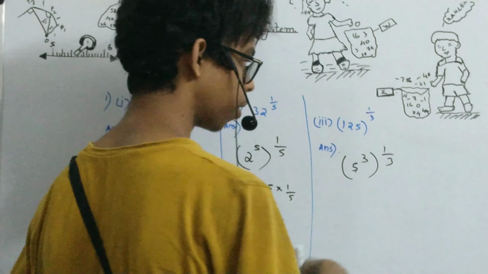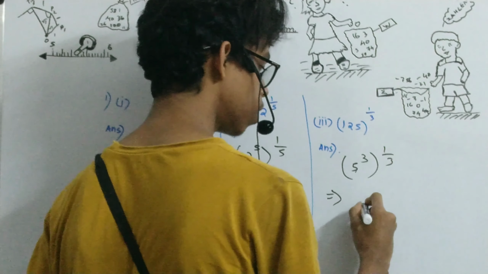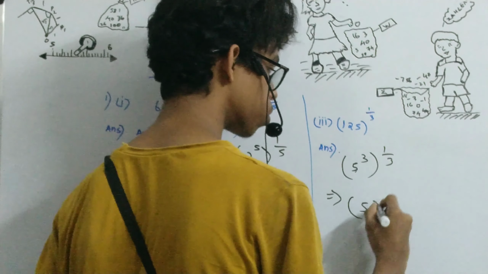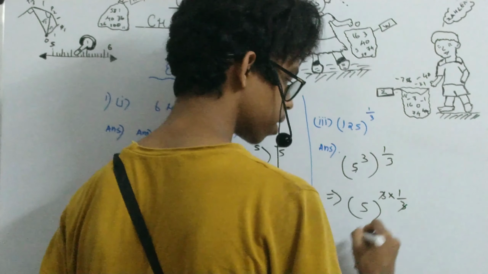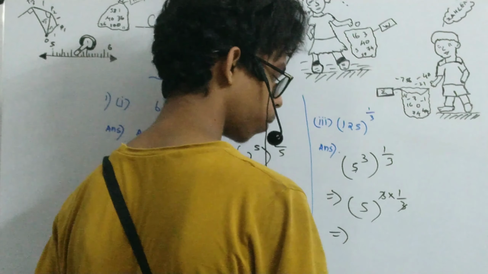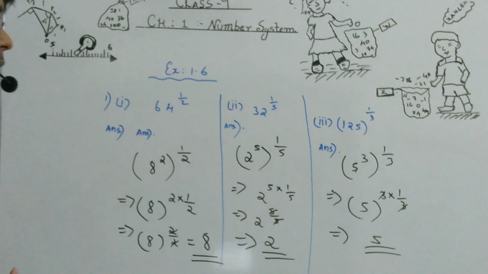5 cube is 125. So now you can see the a raised to m, the whole raised to n identity. So I can write 5 raised to 3 into 1 by 3. So this 3 and this 3 cancel. 5 raised to 1, we know it is simply 5. Okay, I hope I am clear.